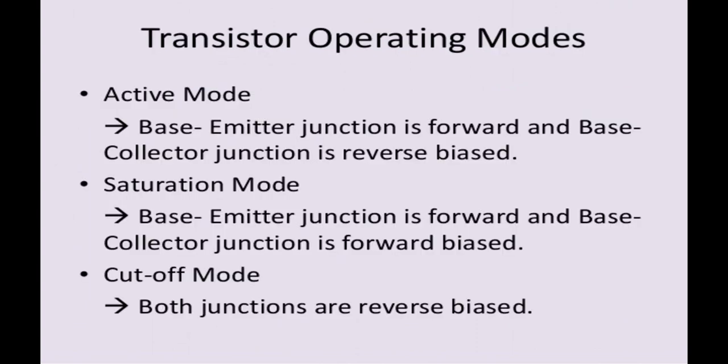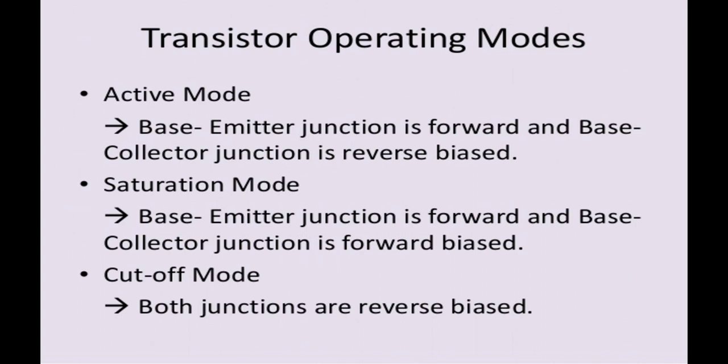Operating modes: the active mode. In the active mode, the base emitter junction is forward biased and the collector junction is reverse biased. A transistor operates in three modes. The first one is active mode, the second one is saturation mode, and the third one is cutoff mode. In active mode, the base emitter junction is forward biased and the base collector junction is reverse biased.